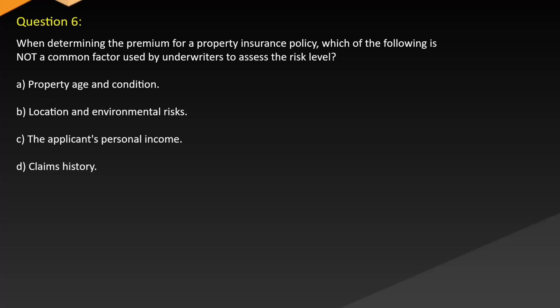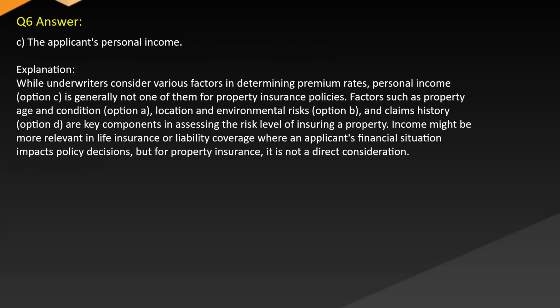When determining the premium for a property insurance policy, which of the following is not a common factor used by underwriters to assess the risk level? A. Property age and condition. B. Location and environmental risks. C. The applicant's personal income. D. Claims history. Answer: C. The applicant's personal income.